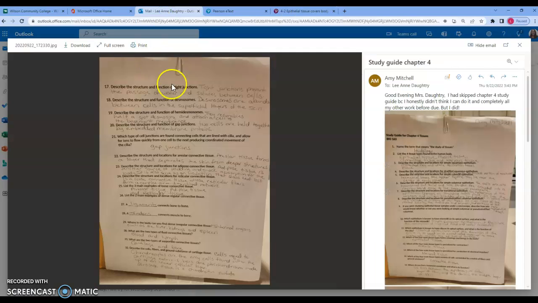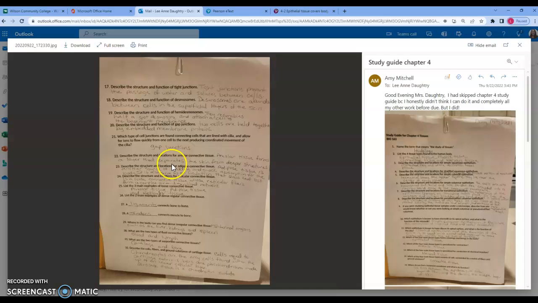I don't want to go through and read all the answers, but just do the same thing with the desmosomes and the hemidesmosomes. This is gap junctions. These are all in section 4-2. Which type of cell junctions are found connecting cells that are lined with cilia? Okay, you got it right. Gap junctions.